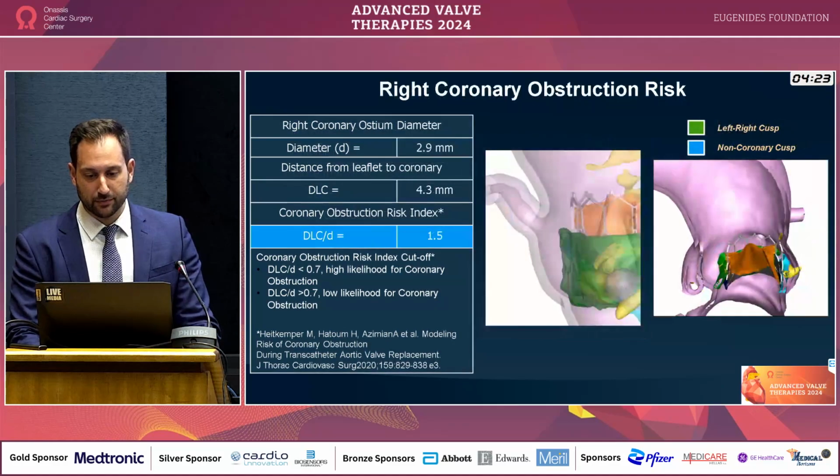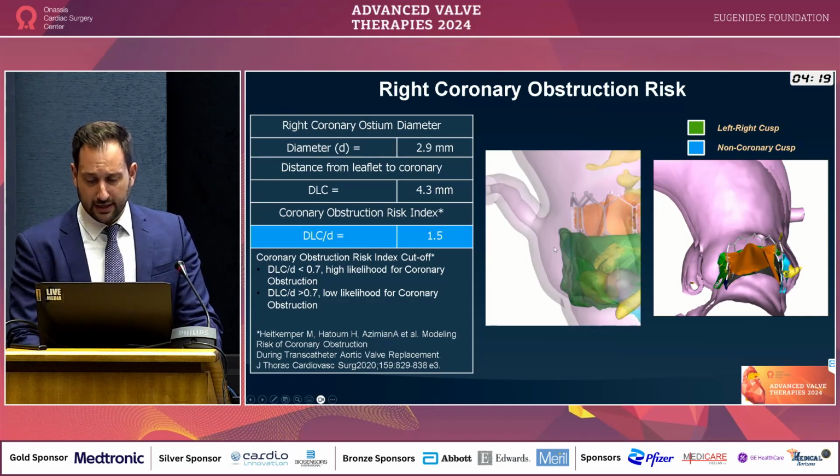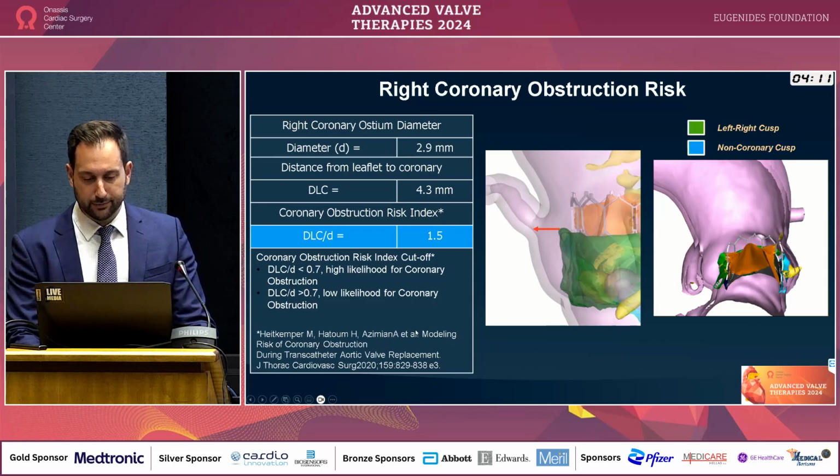And this is the right coronary artery, definitely a little closer, but still safe. And you can see here the opening. There should be enough space for good blood flow.